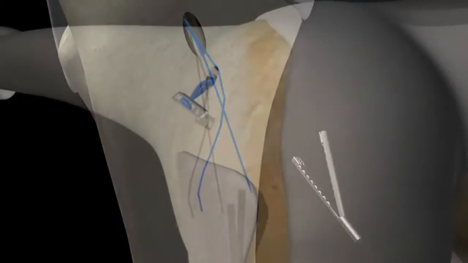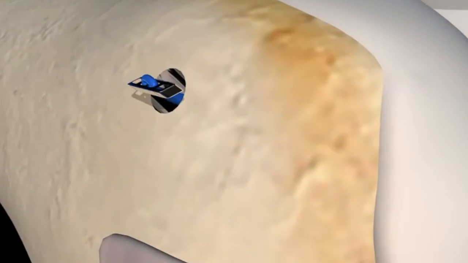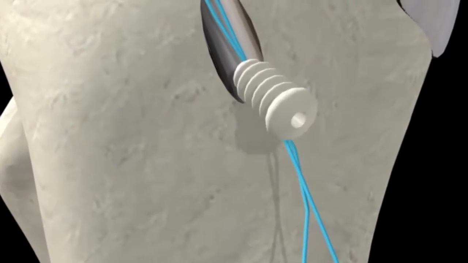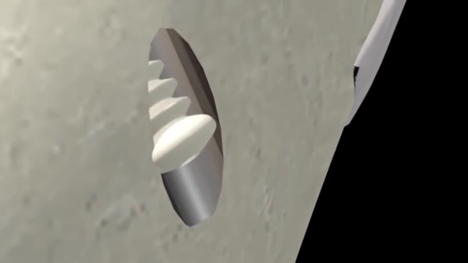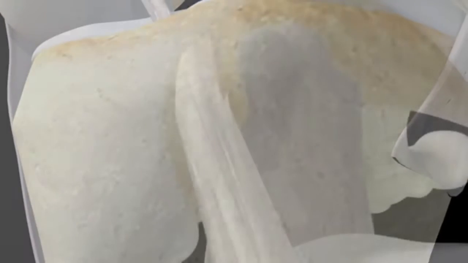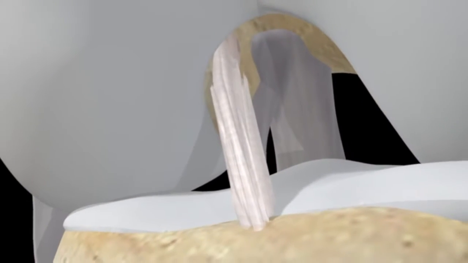Screws are placed in either hole to secure the graft. Screws are bioabsorbable, meaning that the body will incorporate them into bone over a period of time, further securing the tendon. Over time, the graft will undergo changes and will gain strength, aided by exercises and small movements performed by the patient.